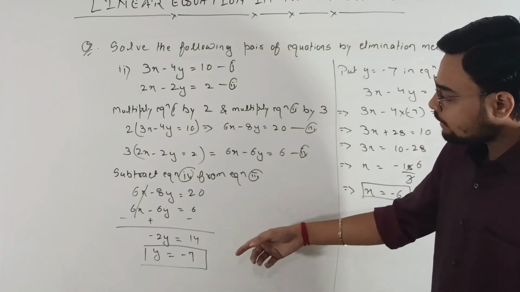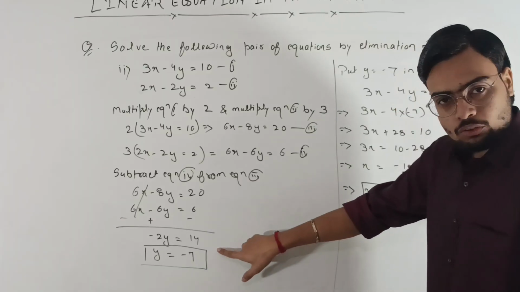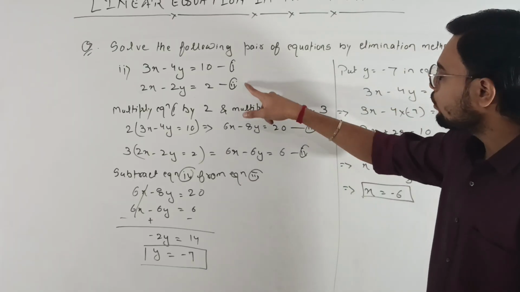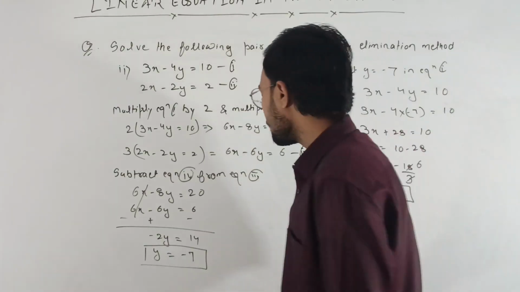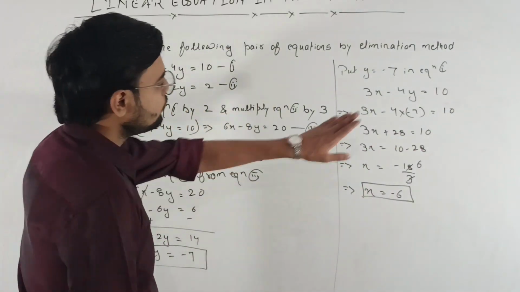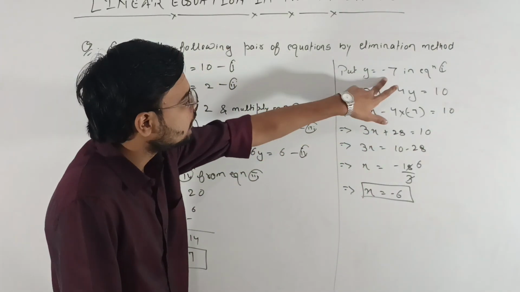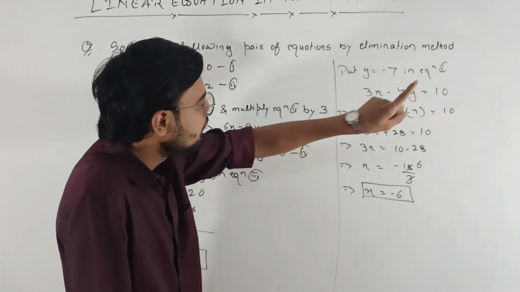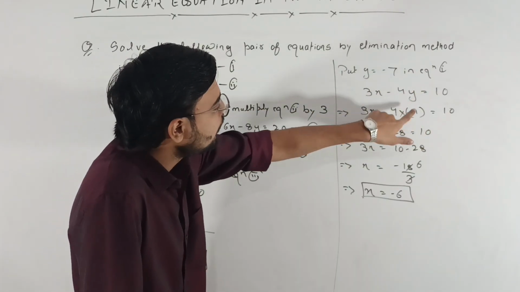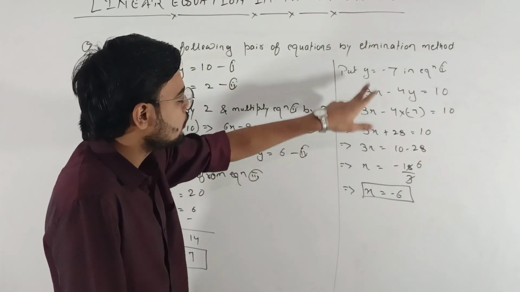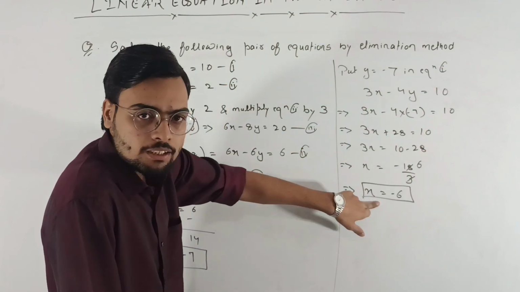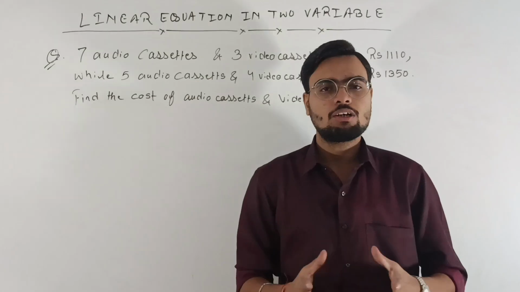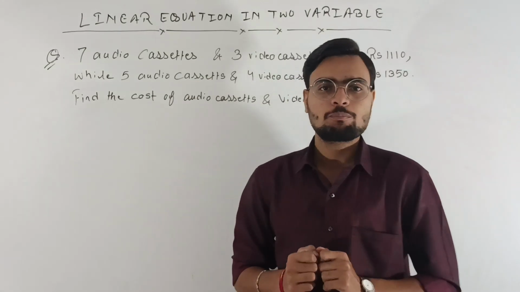Okay. Now, next, what I do, I put y is equal to minus 7 in either 1, 2, 3, 4, any one. So I put the value of y in equation first. Equation first is 3x minus 4y is equal to 10. Then 3x minus 4, in place of y, I write minus 7 is equal to 10. Then I solve it, then I get x is equal to minus 6. Okay. Now let's move towards our next topic, that is word problem.